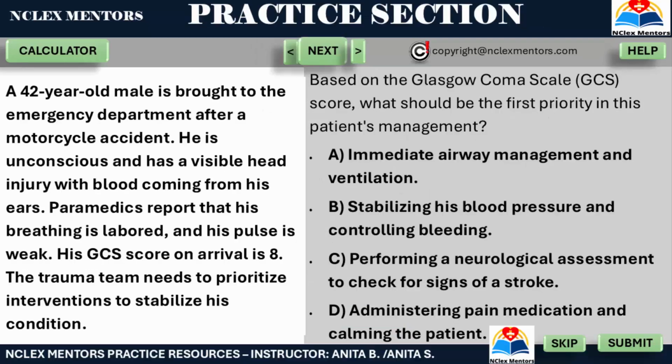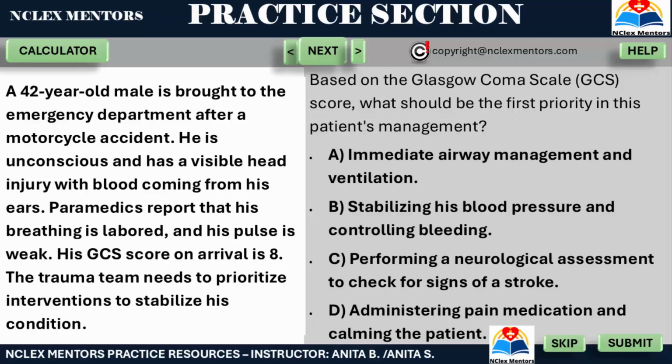A 42-year-old male is brought to the emergency department after a motorcycle accident. He is unconscious and has a visible head injury with blood coming from his ears. Paramedics report that his breathing is labored and his pulse is weak. His GCS score on arrival is 8. The trauma team needs to prioritize interventions to stabilize his condition. Based on the Glasgow Coma Scale, GCS, score, what should be the first priority in this patient's management?